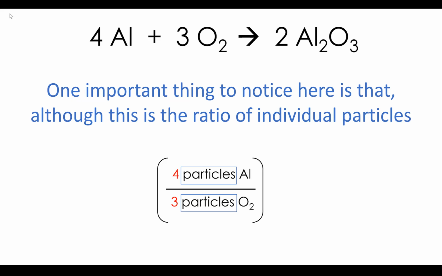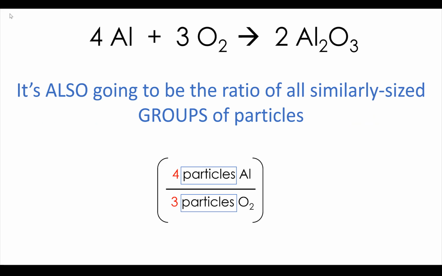The important thing here for the future of this lesson is that although this is the ratio of individual particles, it's also going to be the ratio of all similarly sized groups. And when I say similarly sized, I mean if you have 4 dozen aluminums, you get 3 dozen oxygens. Or 4 pairs of aluminum, that corresponds to 3 pairs of oxygens. Or 4 moles of aluminum will correspond to 3 moles of oxygen.